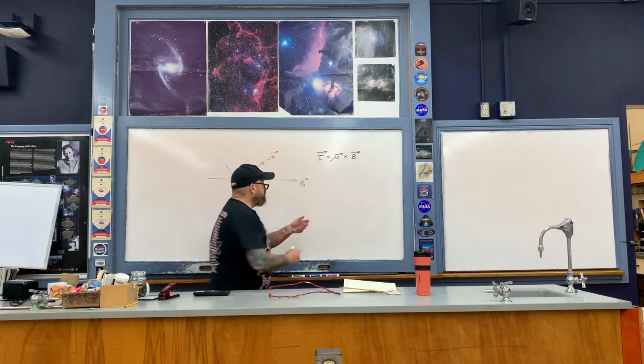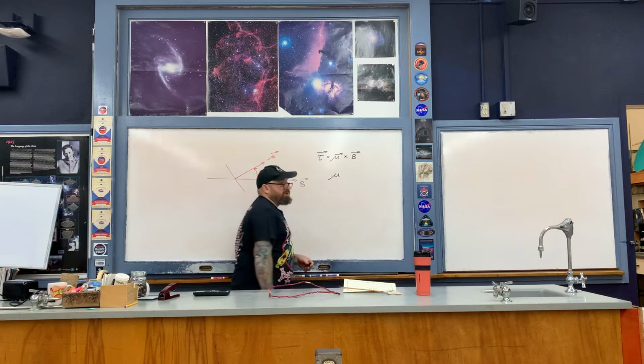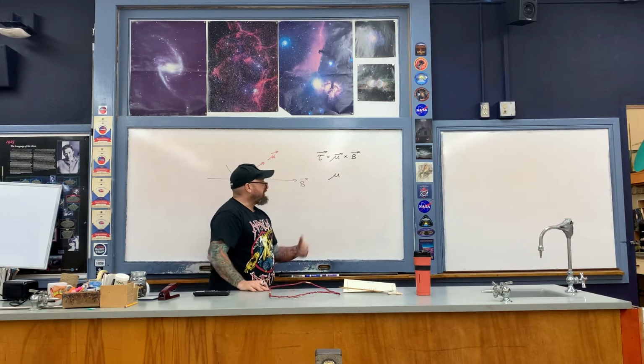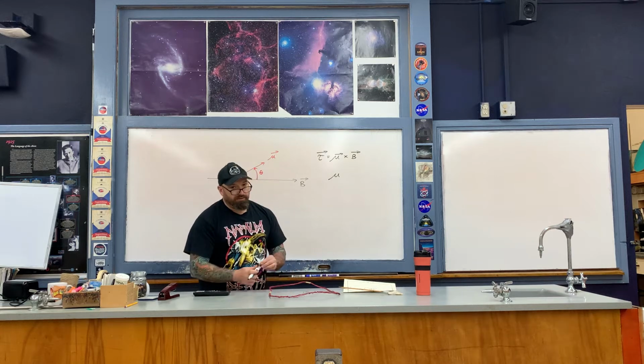First of all, we have mu once again. Okay, mu is actually called a magnetic dipole moment. I just forgot to say the word dipole. And once again, it's equal to I times A, where A is the area of the loop.